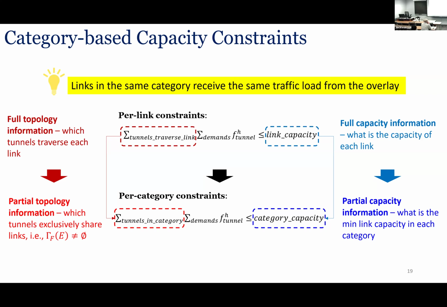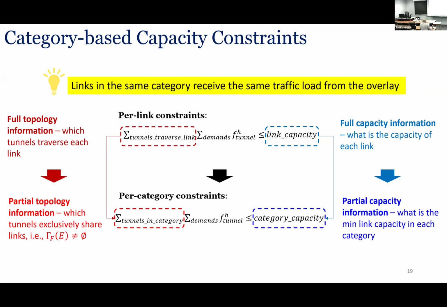Now, what becomes better is that instead of requiring fine-grained information on the exact routing topology, we only require information about which subsets of tunnels share links in the underlay. I only need to know which categories are non-empty. And also on this side, instead of knowing individual link capacities, we only need to know the minimum link capacity per category. It becomes a coarser-grained, category level information that I need.